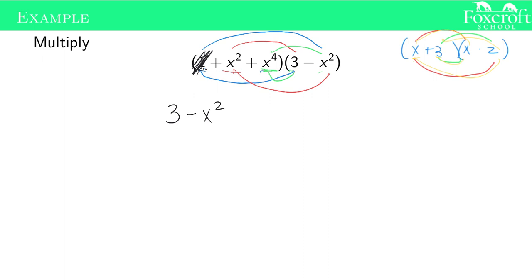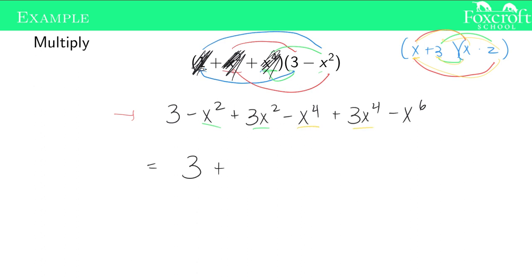Now move on to x squared. X squared times 3 is 3x squared. X squared times negative x squared is negative x to the 4th. And now I'm done with x squared because I've multiplied both. And now I do x to the 4th: 3x to the 4th minus x to the 6th. Now I've gone through everything, sent everything in that first pair of parentheses to everything in the second. So these are all the terms I need. And then to get my final answer, I just combine like terms. I have some x squared terms and some x to the 4th terms. My final answer: 3 plus 2x squared plus 2x to the 4th minus x to the 6th.